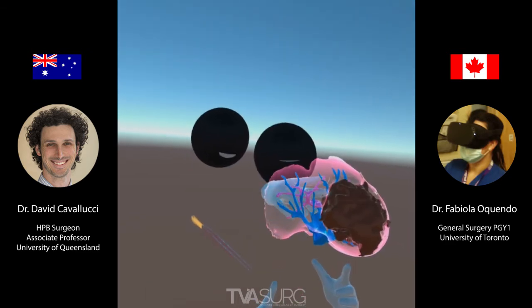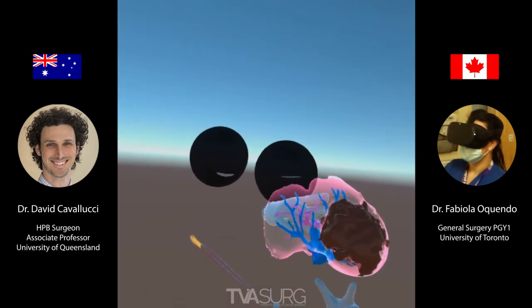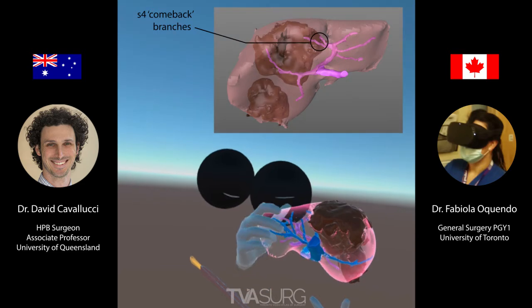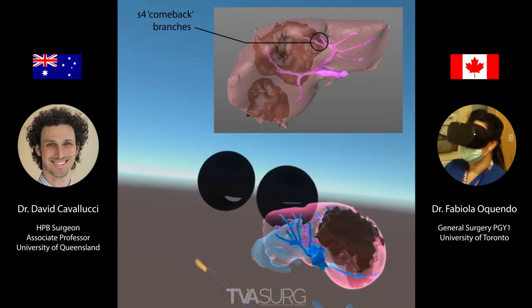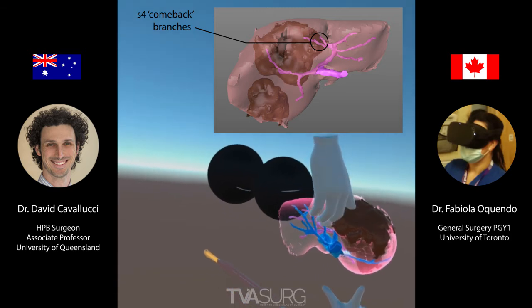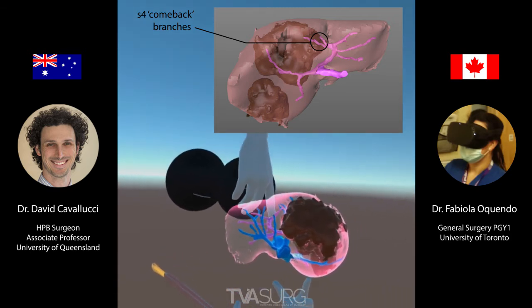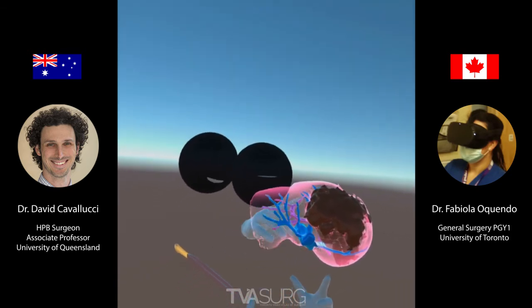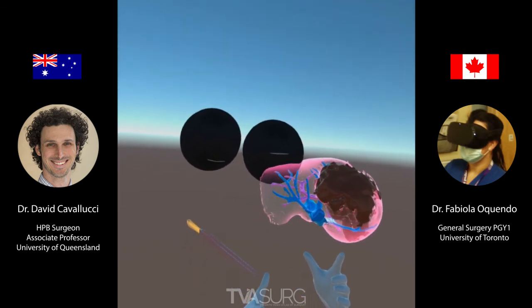Greg used to always talk about this branch here, which he calls the comeback branches of segment 4, because the left vein comes out and then it comes back. That's the blood supply to this part of the liver in here, so he would always talk about the comeback branches of segment 4.